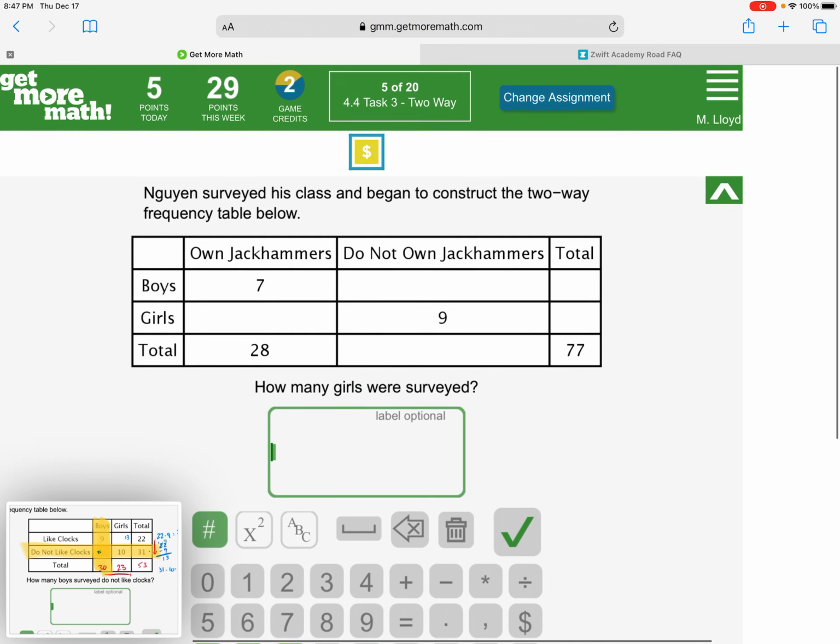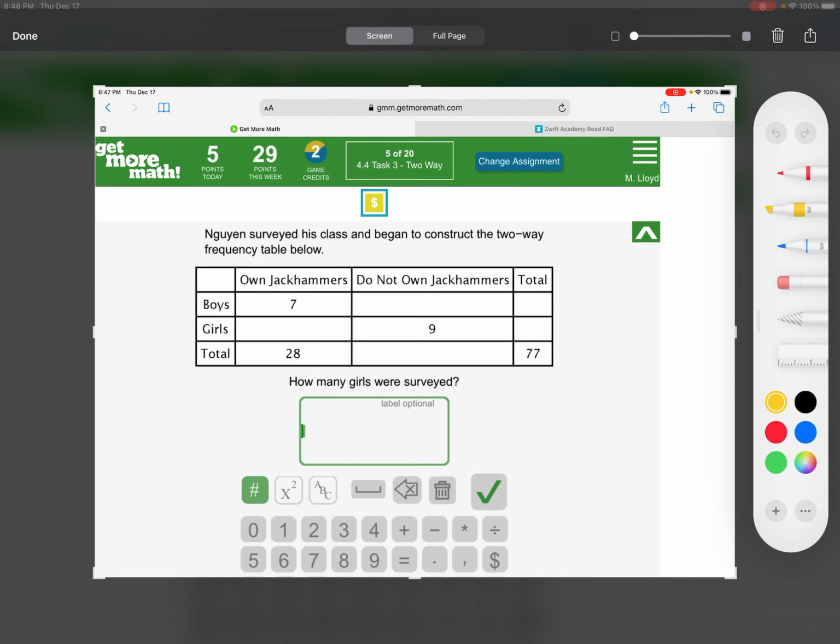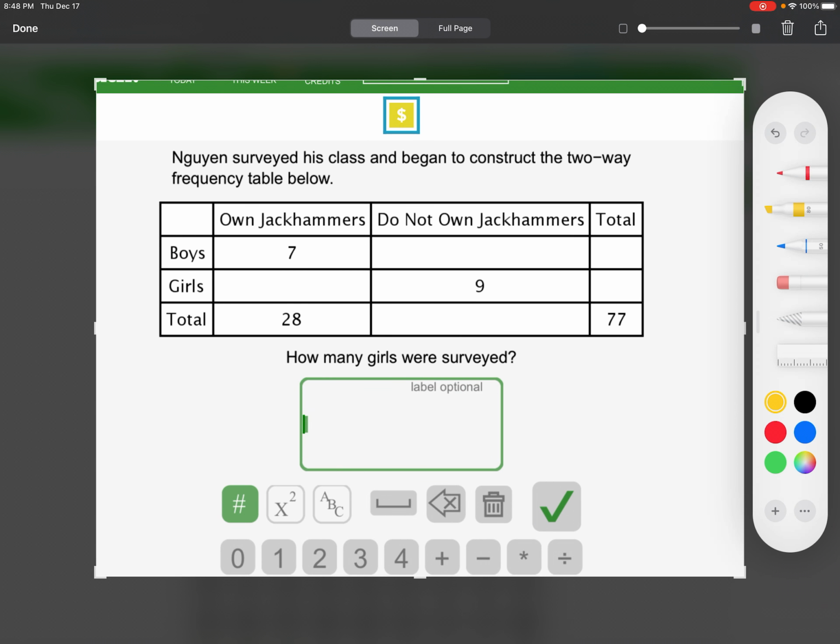Now, can you do this with a lot less work? Yeah, probably. Let's look at one that's a lot faster. So here we go. How many girls were surveyed? So what we're looking for is the girls and the total. So that's what we're after.